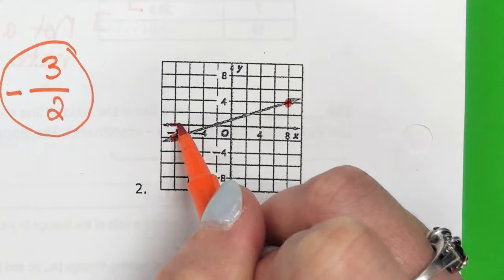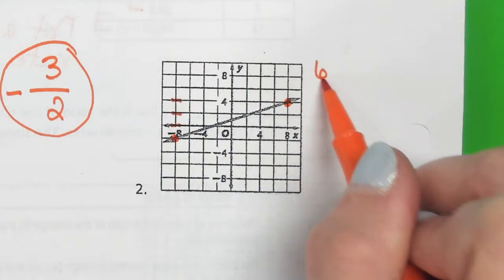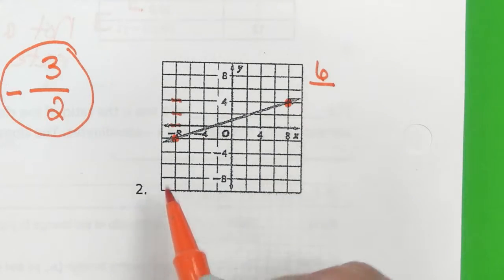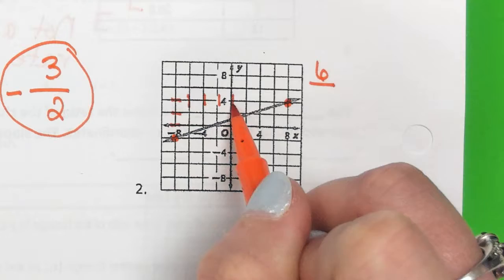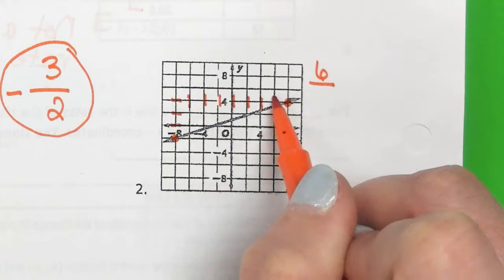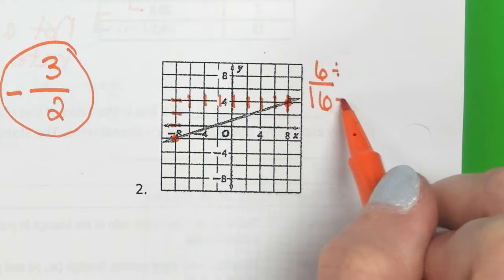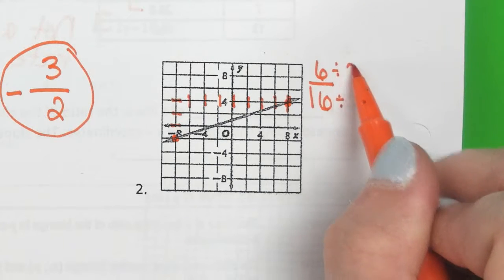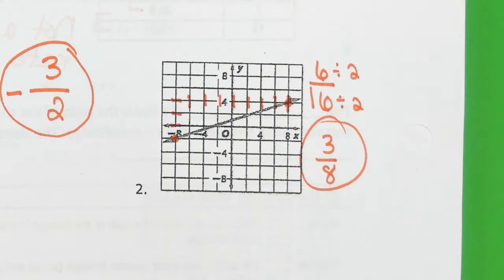All right, so I'm going to rise 2, 4, 6. And then I ran to the right, 2, 4, 6, 8, 10, 12, 14, 16. There you go. And then I just reduced those by what number? 2. So 3 over 8. Are y'all okay? All right, try the bottom 2. Last 2. And be careful on 3. Careful about what it's counting by.